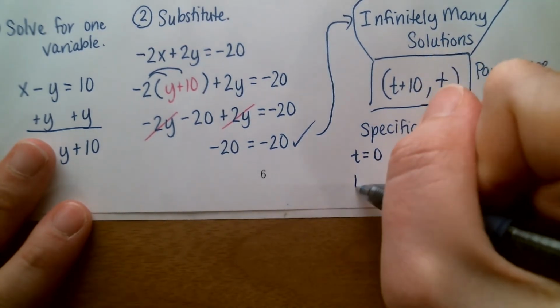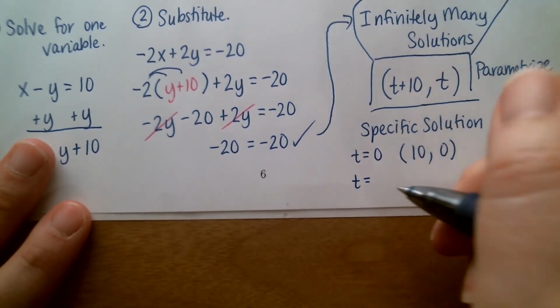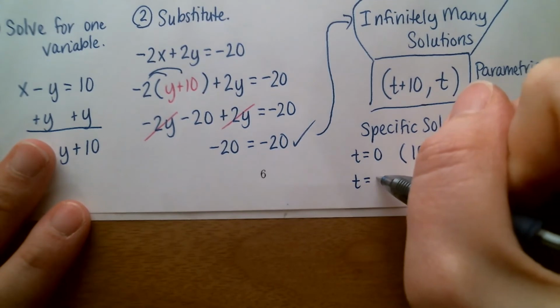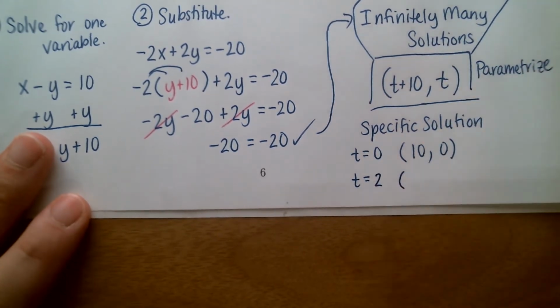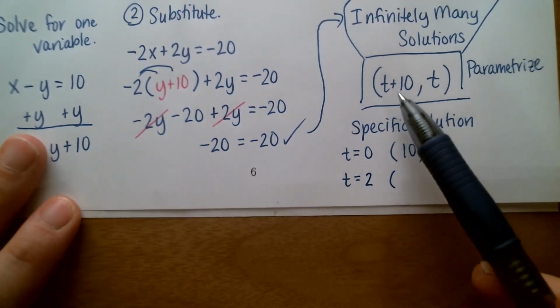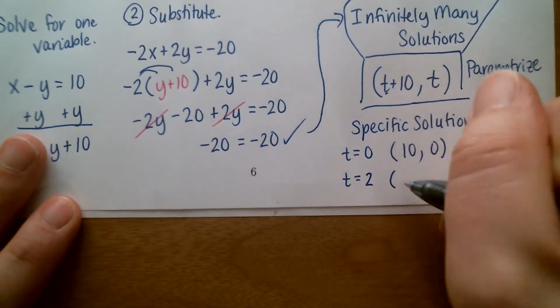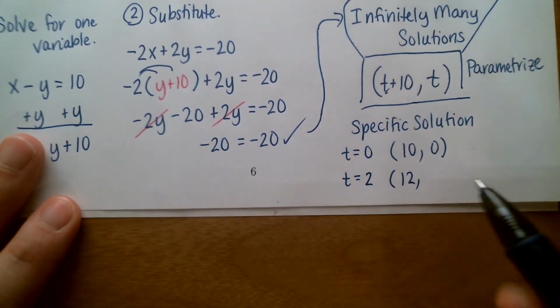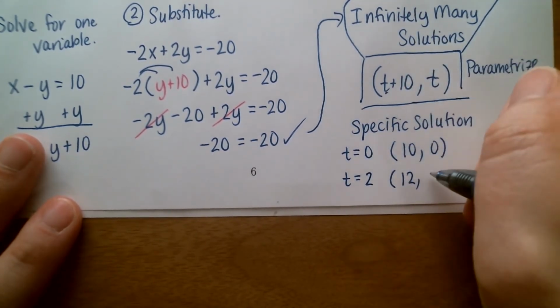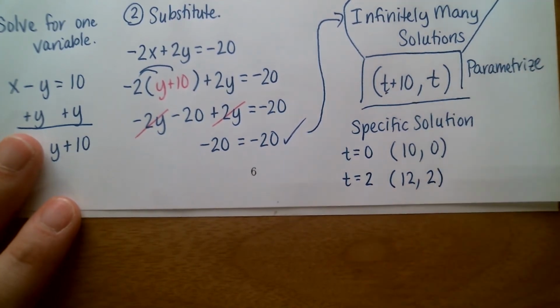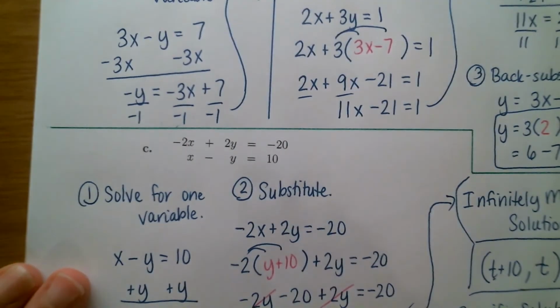I could generate another specific solution by picking a different t value. Maybe t is 2. If that's the case, then 2 plus 10 is 12. That would be the x coordinate. And then the y coordinate would be t, which is 2. So that's another specific XY pair that works, and you can check it.